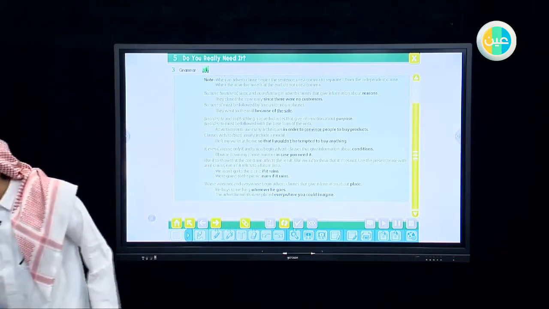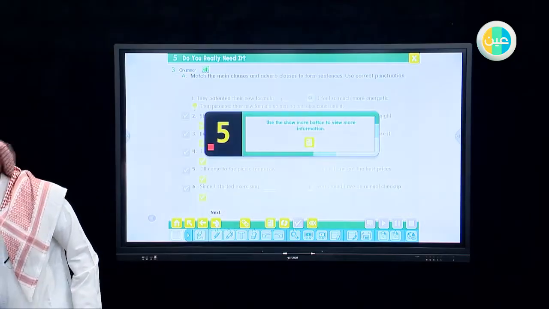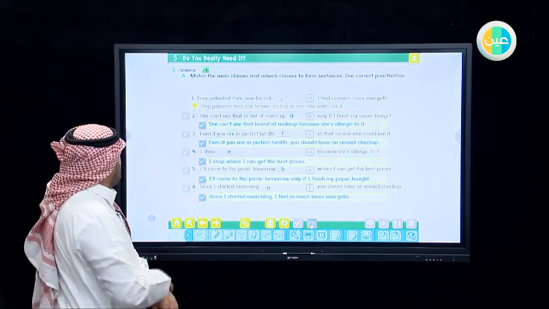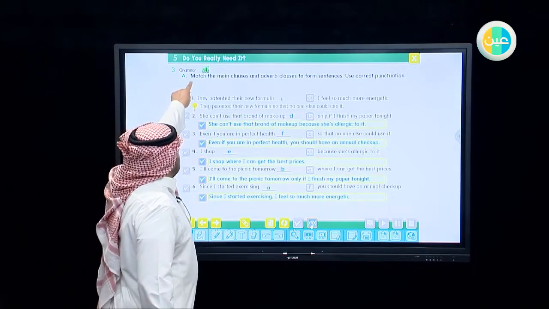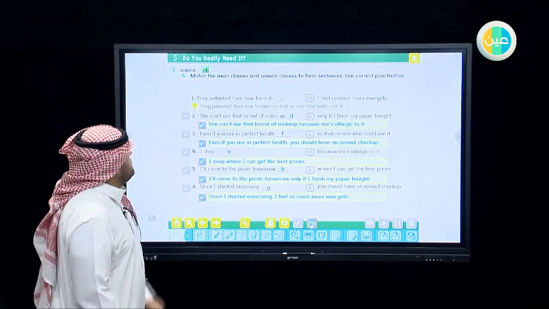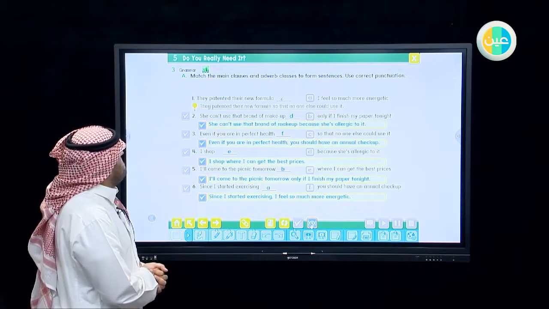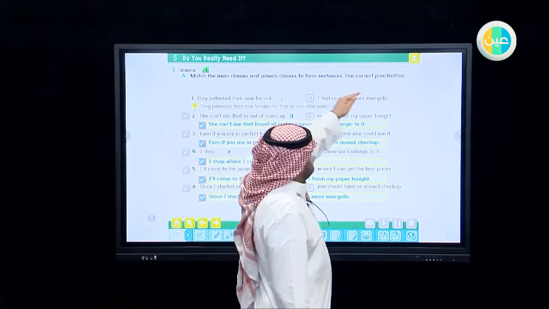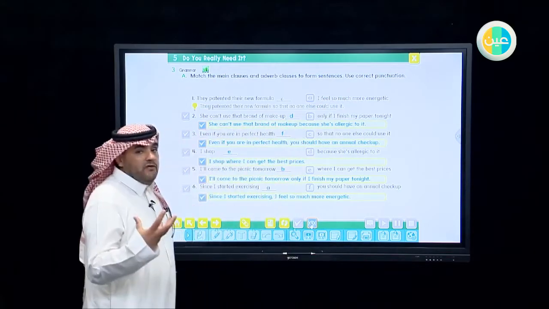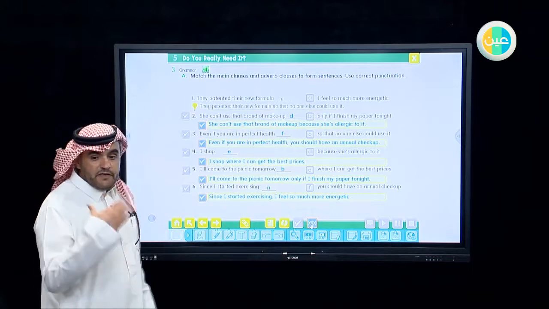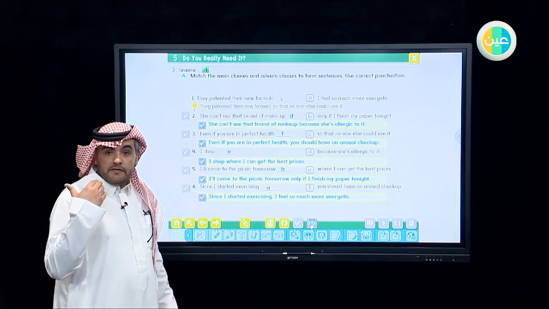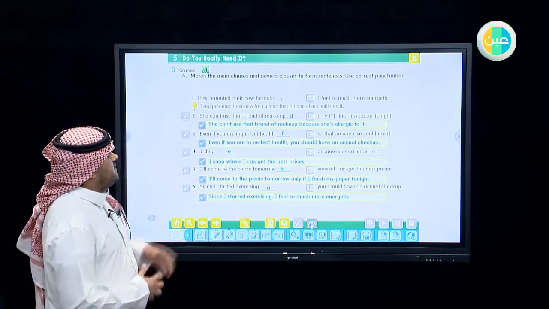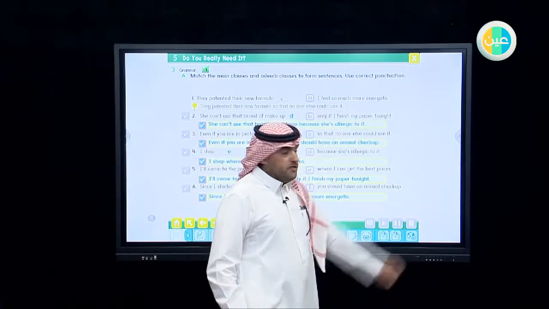Now the best thing is to go to examples or exercises. So we have 4 exercises. We will need to answer them very quickly because we are running out of time. Number 1, this is the instruction. Always when you answer questions, you need to read the instruction. Match the main clauses and adverb clauses to form sentences. Use correct punctuation. We mentioned that. We said that if you are separating the main clause from the dependent clause or the adverb clause, you need to use a comma. Okay, this is the most important thing about punctuation.